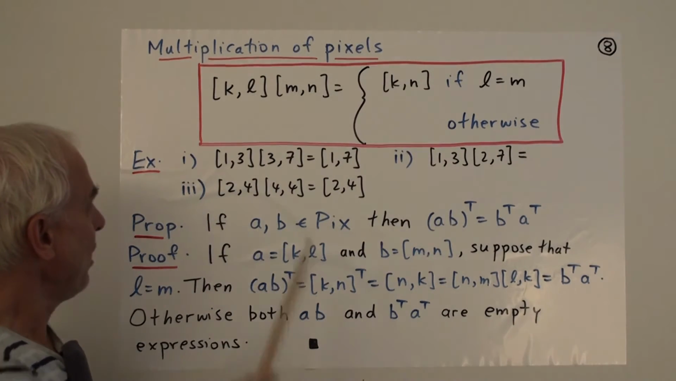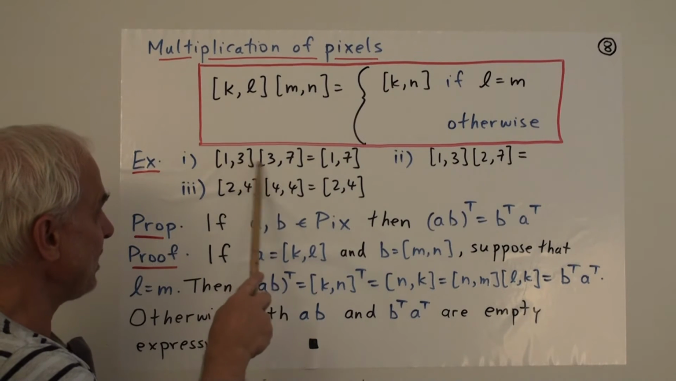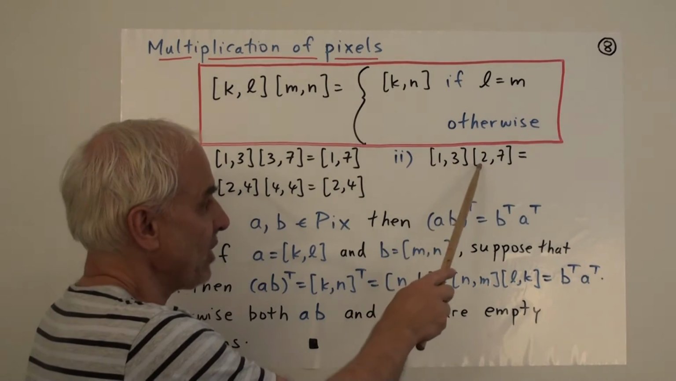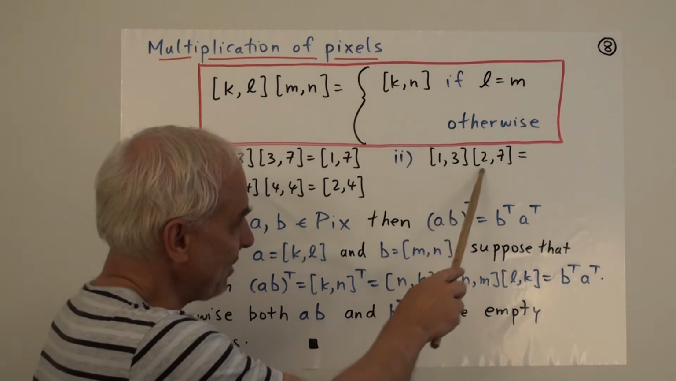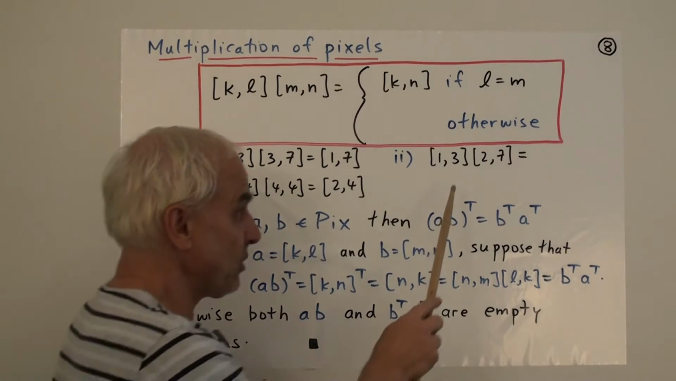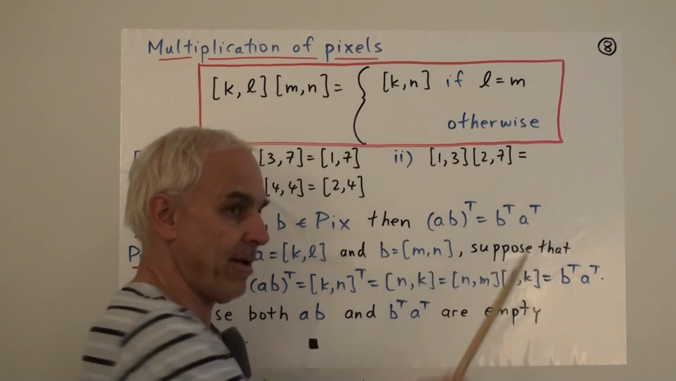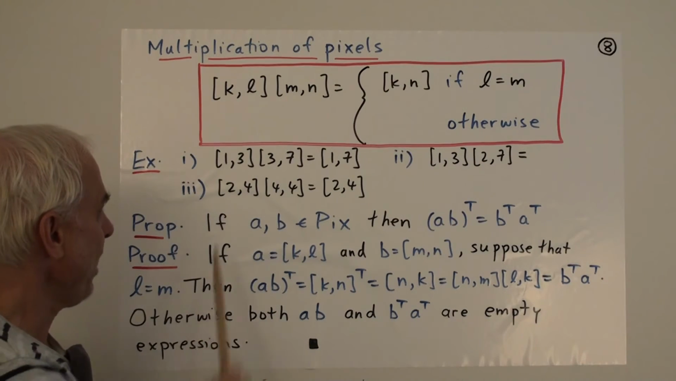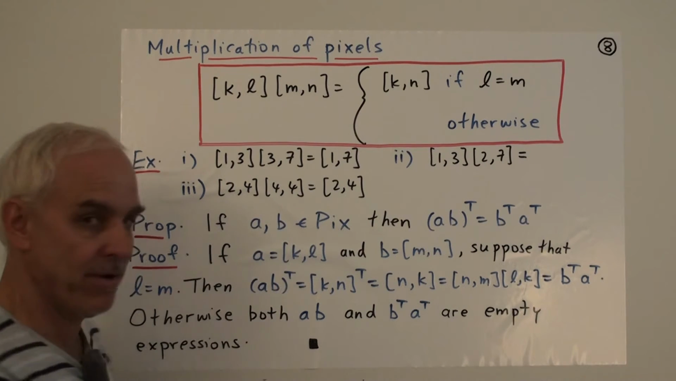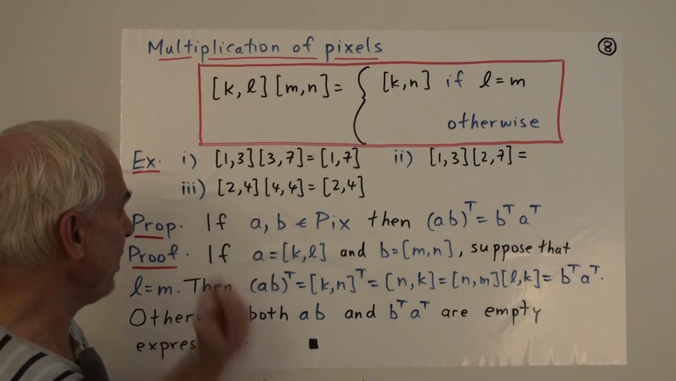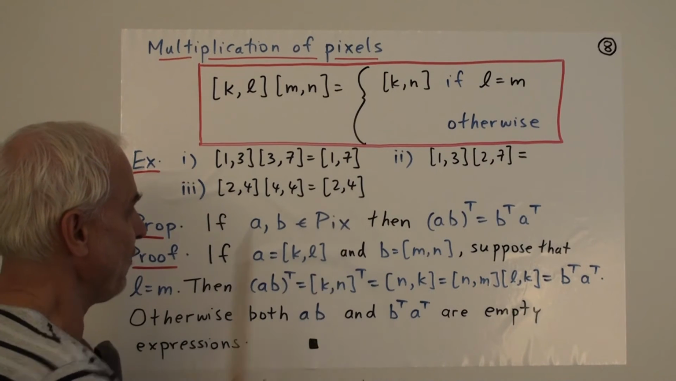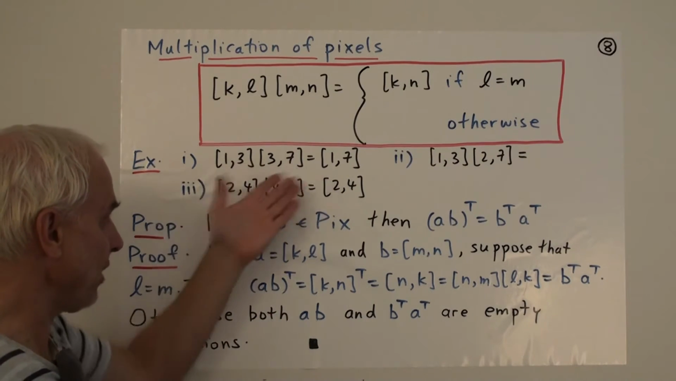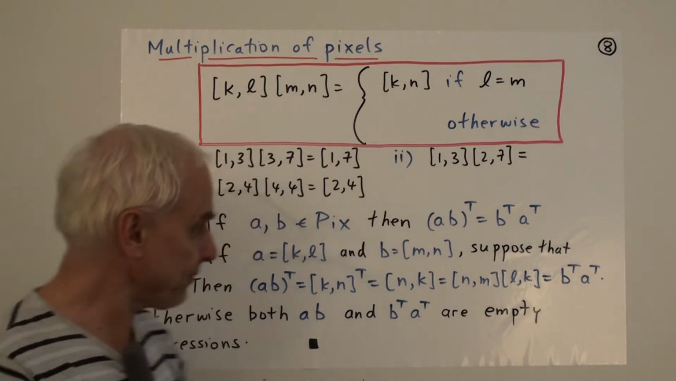So for example, 1,3 times 3,7. In this case, these intermediate values are equal, so the result is 1,7. Here, 1,3 times 2,7. In this case, these intermediate things are not the same, and so the answer is nothing, this empty space. And in this case here, we have 2,4 times 4,4. So here the inside two elements are equal, and so we get the outside two, which is 2,4. All right, so it takes some getting used to, but I think it's pretty clear-cut what you get.